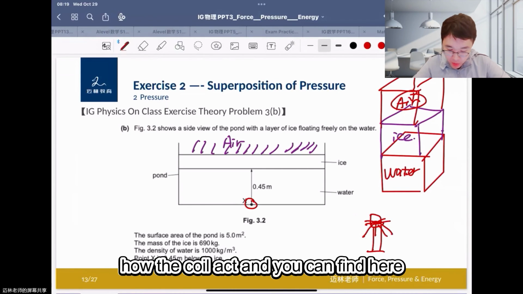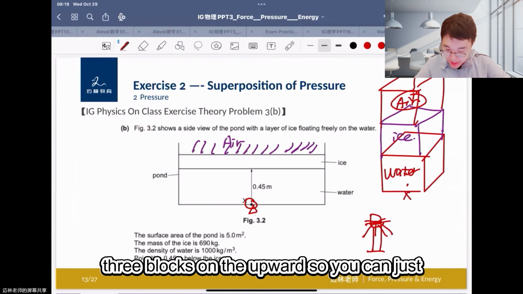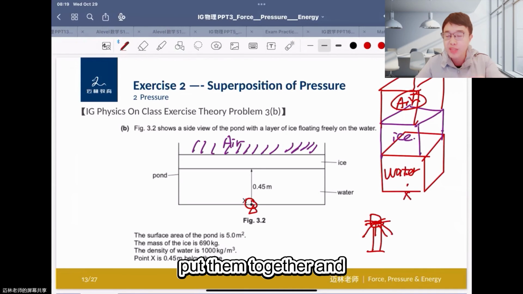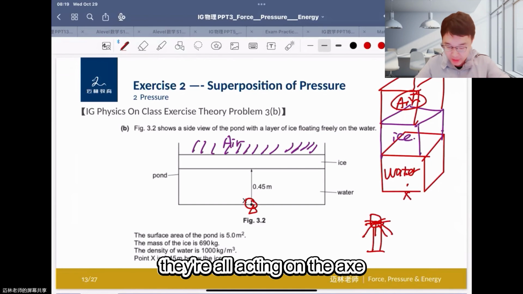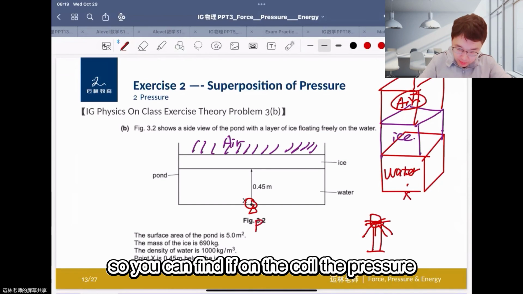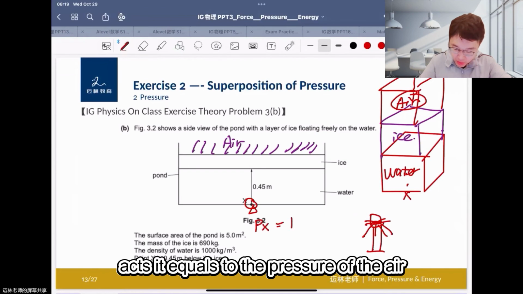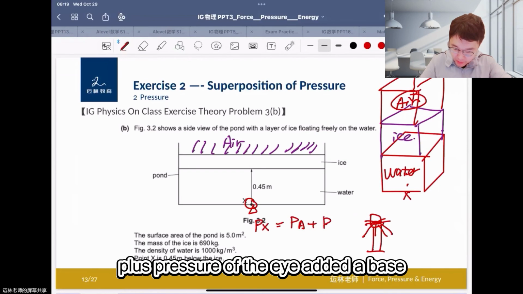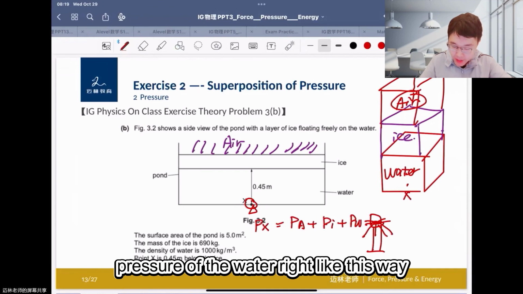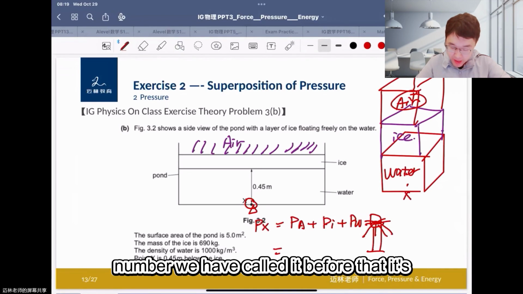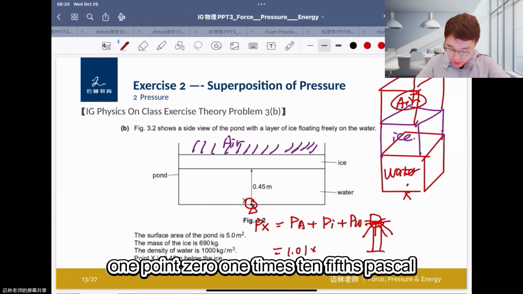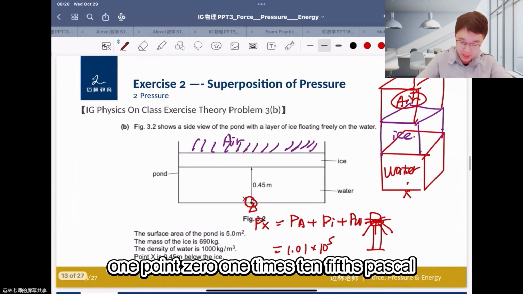Here you'll find how to calculate the pressure at the bottom, and we can find three blocks on it, right? So you can just put them together, and that is all the pressure acting on it. If you want to call it the pressure P, it equals the pressure of the air plus the pressure of the ice, added with the pressure of the water, right? Like this way. The pressure of the air is a constant number we have mentioned before, that is 1.01 times 10^5 Pascal, right?